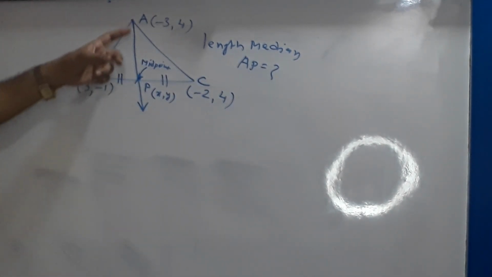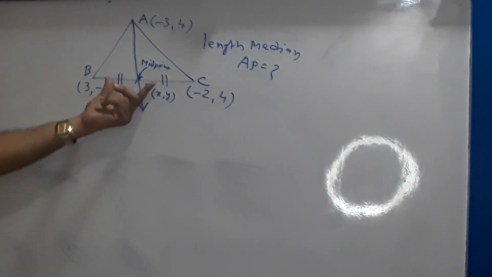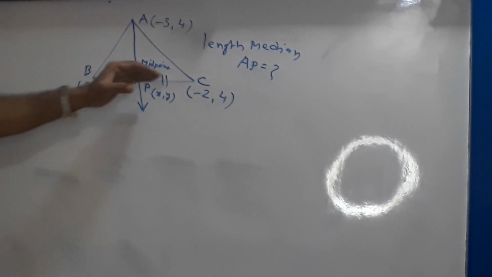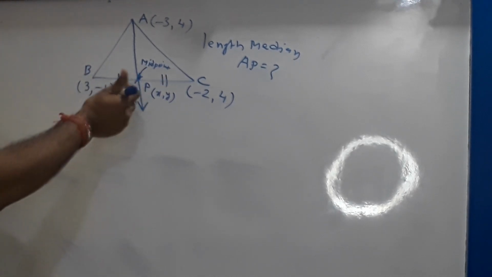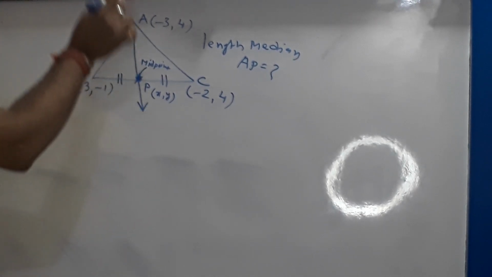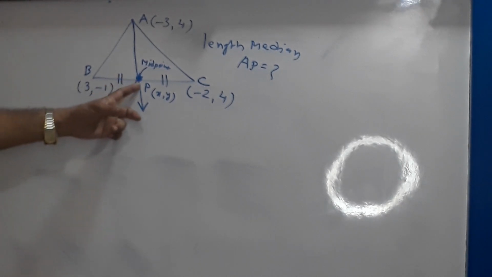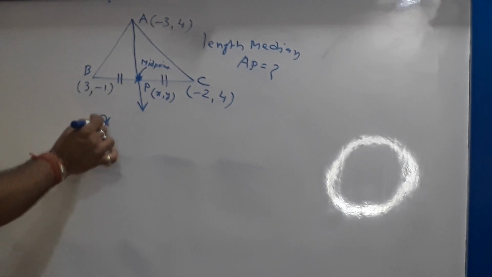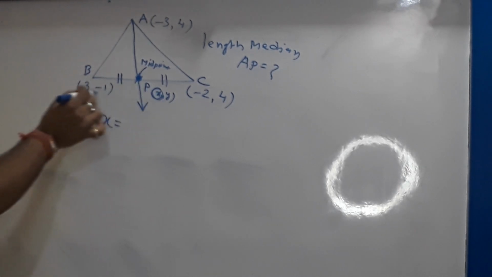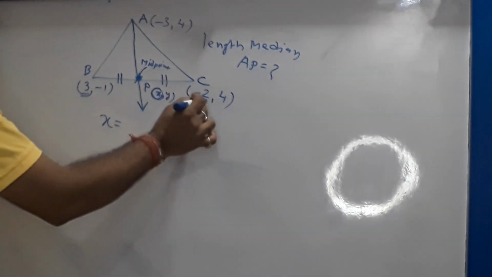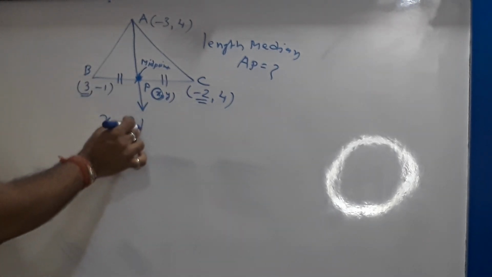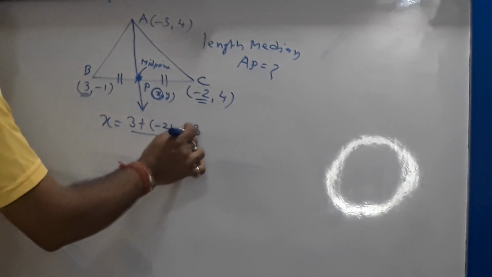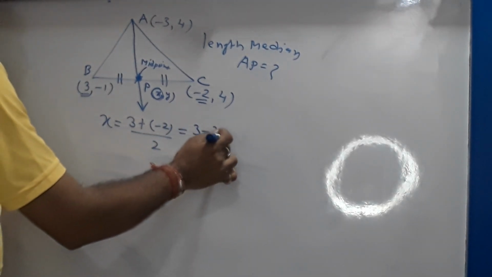AP is a median which divides BC into two equal parts. In that case, P will be the midpoint. So apply the midpoint formula to get the coordinates of P. By the midpoint formula, for x, the first coordinate of this plus the first coordinate of this, divided by 2: 3 plus minus 2, that is 3 minus 2, divided by 2. The answer is 1 by 2.